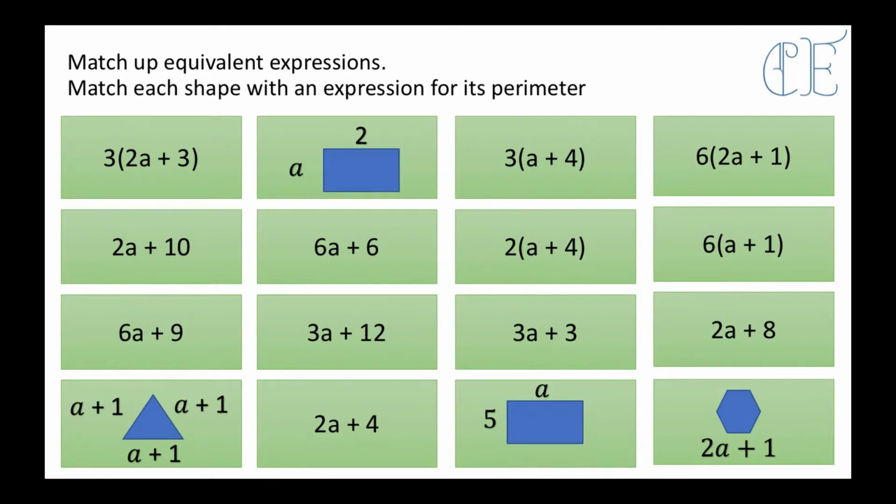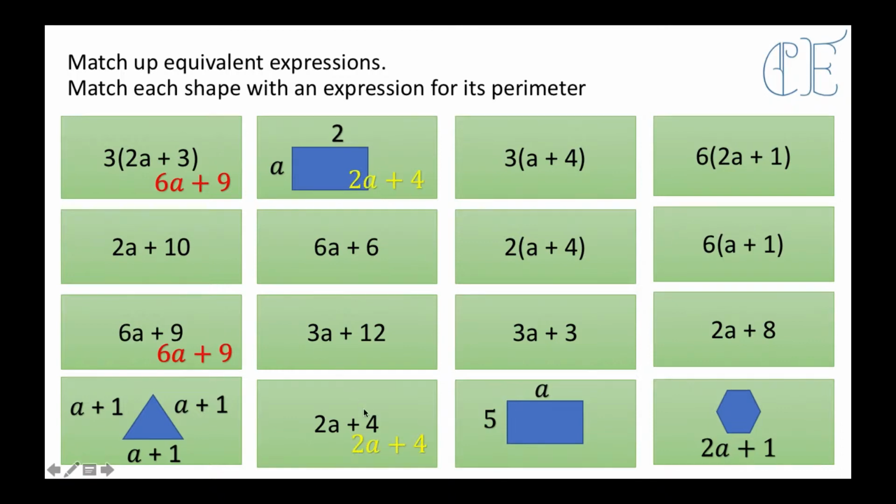Okay, if you've had a go, you would have been matching each shape with an expression for its perimeter. So, let's have a look then. The first one, 6a plus 9 matches this one. Okay, so 3 times 2 is 6, and then the a, 3 times 3 is 9. Okay, so those two have matched.